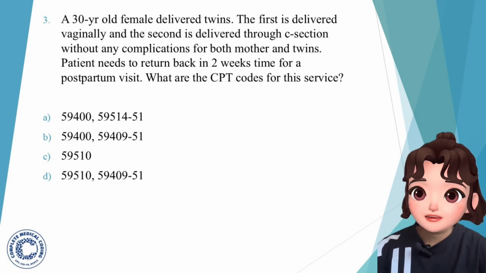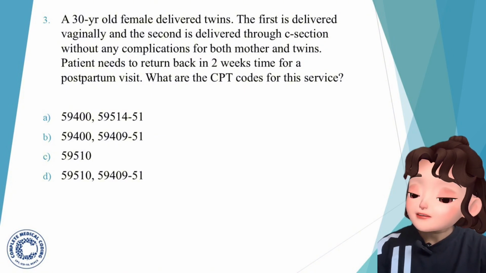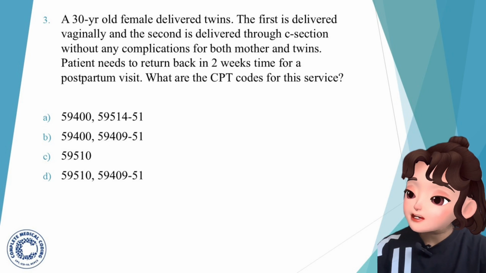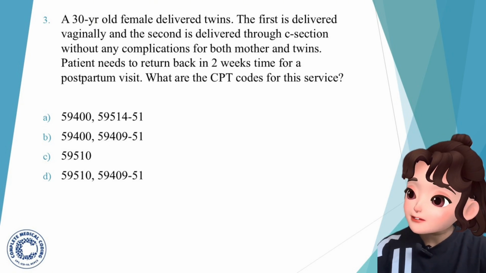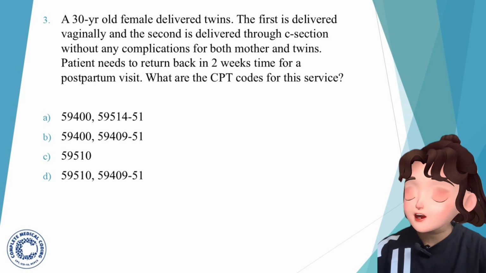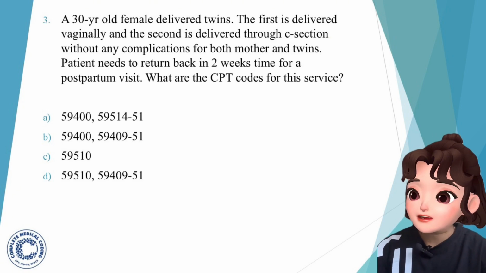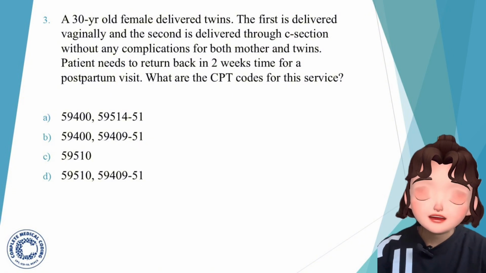59514 is cesarean delivery only, but you cannot code that because cesarean delivery has to come initially. What is 59409? Vaginal delivery only. What is 59510? Routine obstetric care including antepartum care, cesarean delivery and postpartum care. So this has to be coded first for the cesarean delivery. Routine obstetric care, antepartum and postpartum for the cesarean delivery.